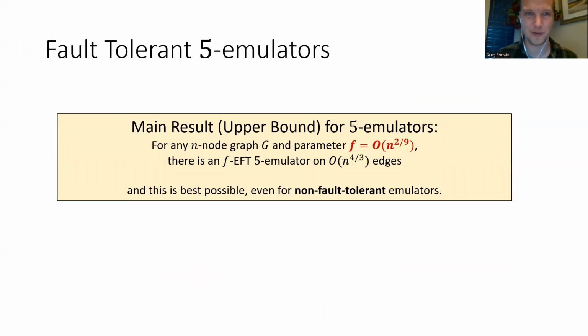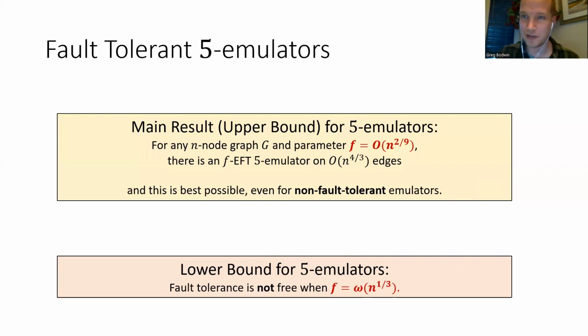Let me state it in a different way. The main result for 5 emulators is that for any n-node graph and parameter F, which can be up to n to the 2/9, there is an F edge fault tolerant 5 emulator on n to the 4/3 edges, and you can do no better than this even for non-fault tolerant emulators. Meanwhile, a natural question that you might have is, how much bigger can this F be? Could we take this range n to the 2/9 and push it up a little bit higher? The answer is maybe. All that we are able to prove in this paper is that you're not able to push F beyond n to the 1/3.